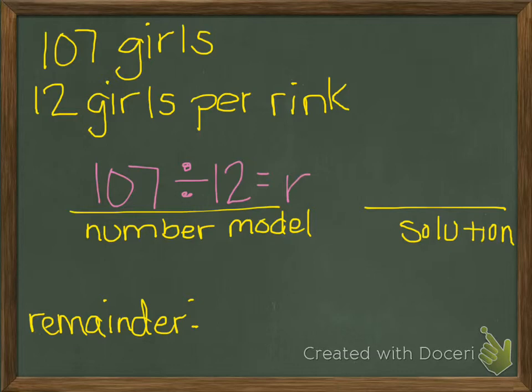12 goes into 107 9 times. Because they would need 9 rinks. There are going to be 11 girls who play on the last rink. However, we need 9 because those 11 girls have to still skate, so you would have to round your remainder up to 9.